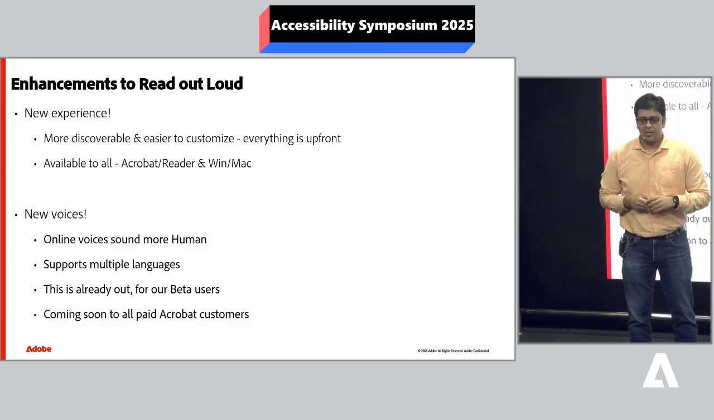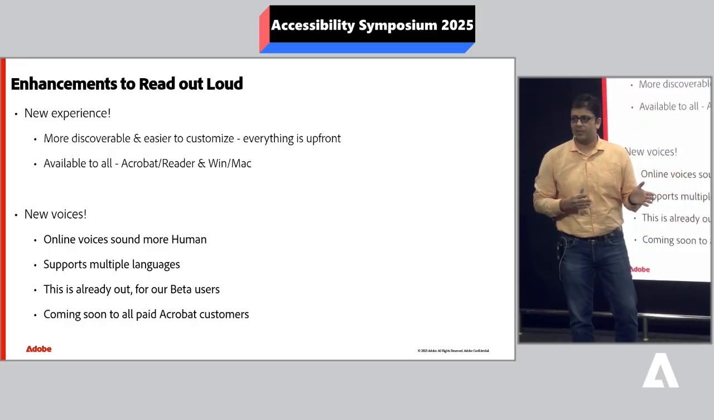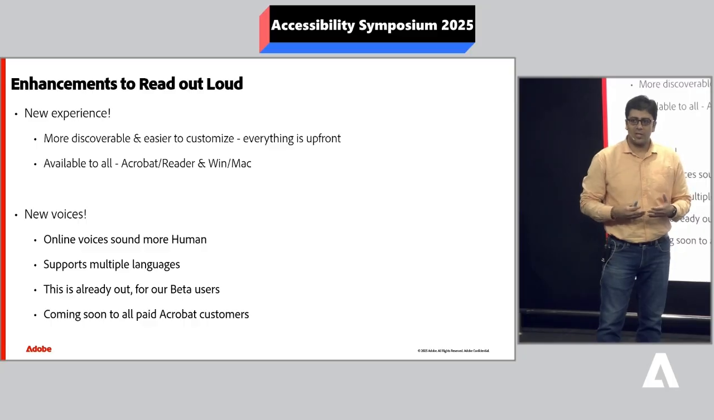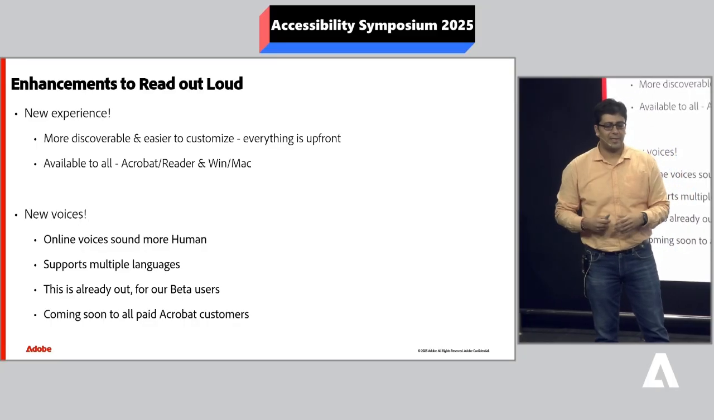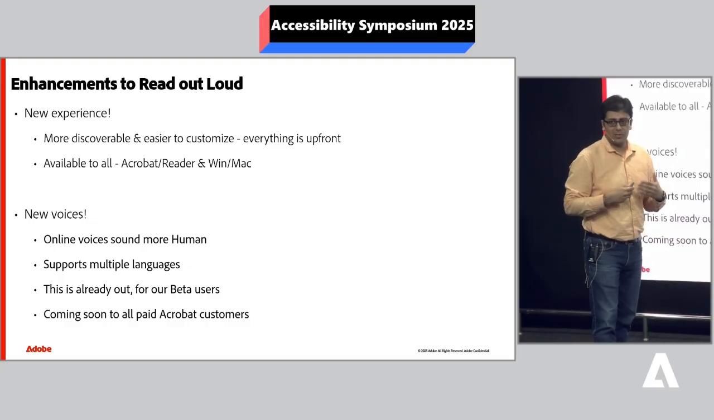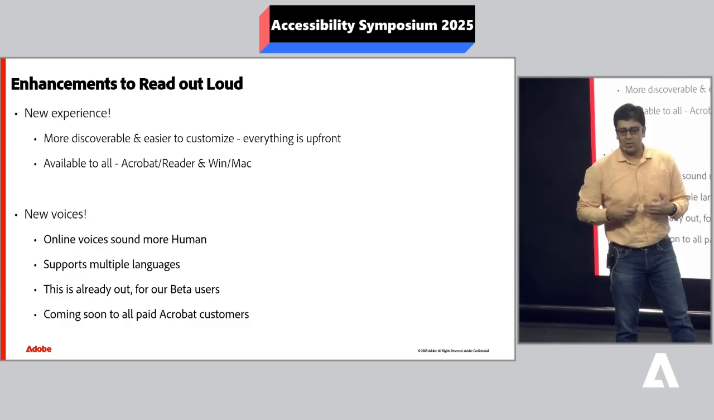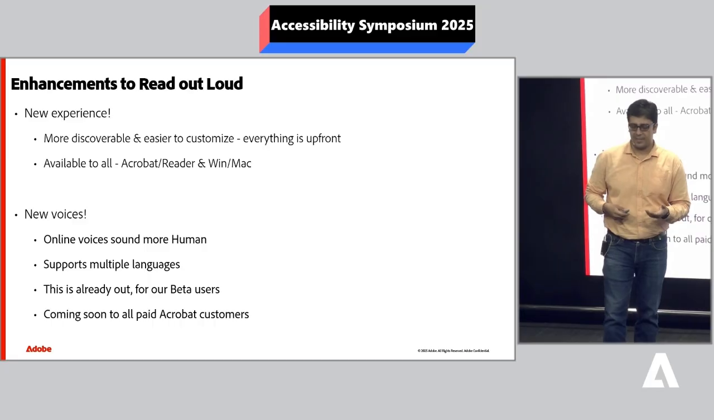As you can see, with this new experience, the read out loud feature is more accessible, more discoverable, and you have an easier way to control it. So you no longer have to dig through menus and preferences. They're right on the top bar, right? And our users will find it easier to use these tools now. And with these new online voices that we've added, the experience in Acrobat has been up-leveled significantly.